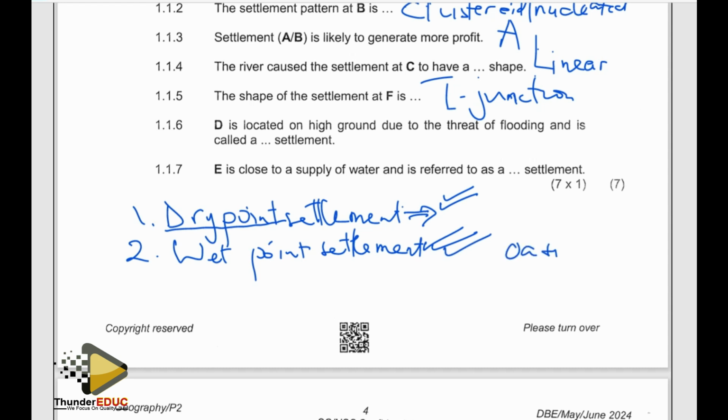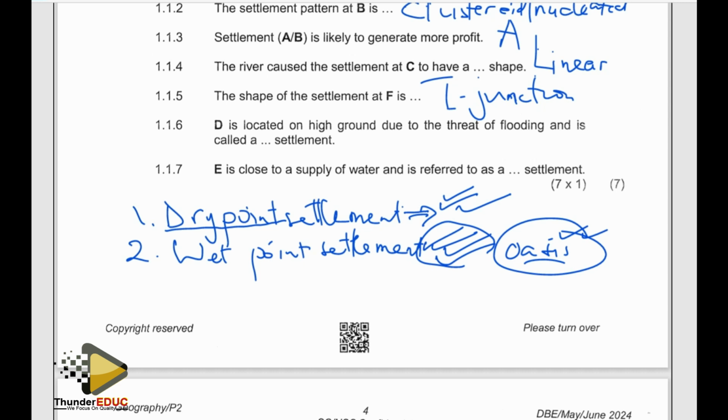For example, in dry areas, settlements that are established close to the oasis, the place where we can access water in an arid region, those are wet point settlements. So that's the difference between the two. Dry point, we are locating at a place which is safer from risk of flooding. Wet point, water is a scarce resource. We have to locate close to the available water resource.